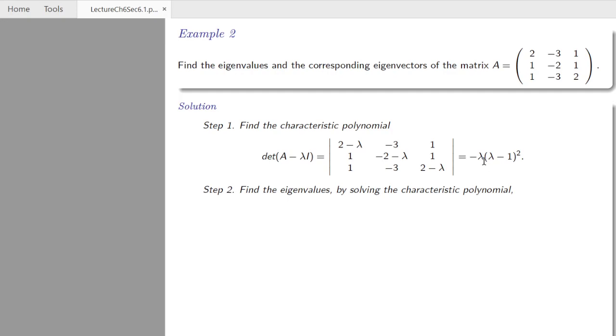So from this we can say the determinant of A minus lambda I equals 0. For that we can get lambda equals 0 and lambda minus 1 squared equals 0. So for that we can get two solutions that are identical. In this way we write down the first eigenvalue is 0. The second and the third eigenvalues are the same, that equals 1.